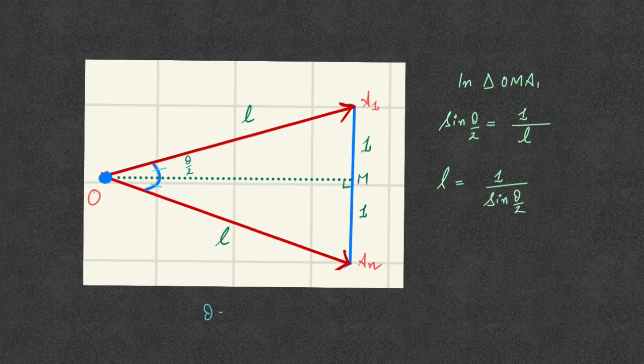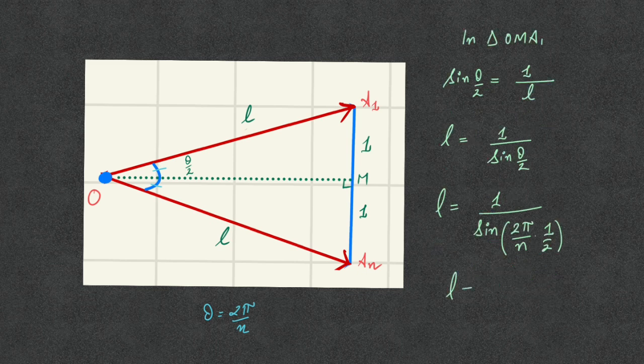Since theta is equal to 2 pi by n, L becomes 1 upon sine of 2 pi by n into 1 by 2. So L becomes 1 upon sine of pi by n.